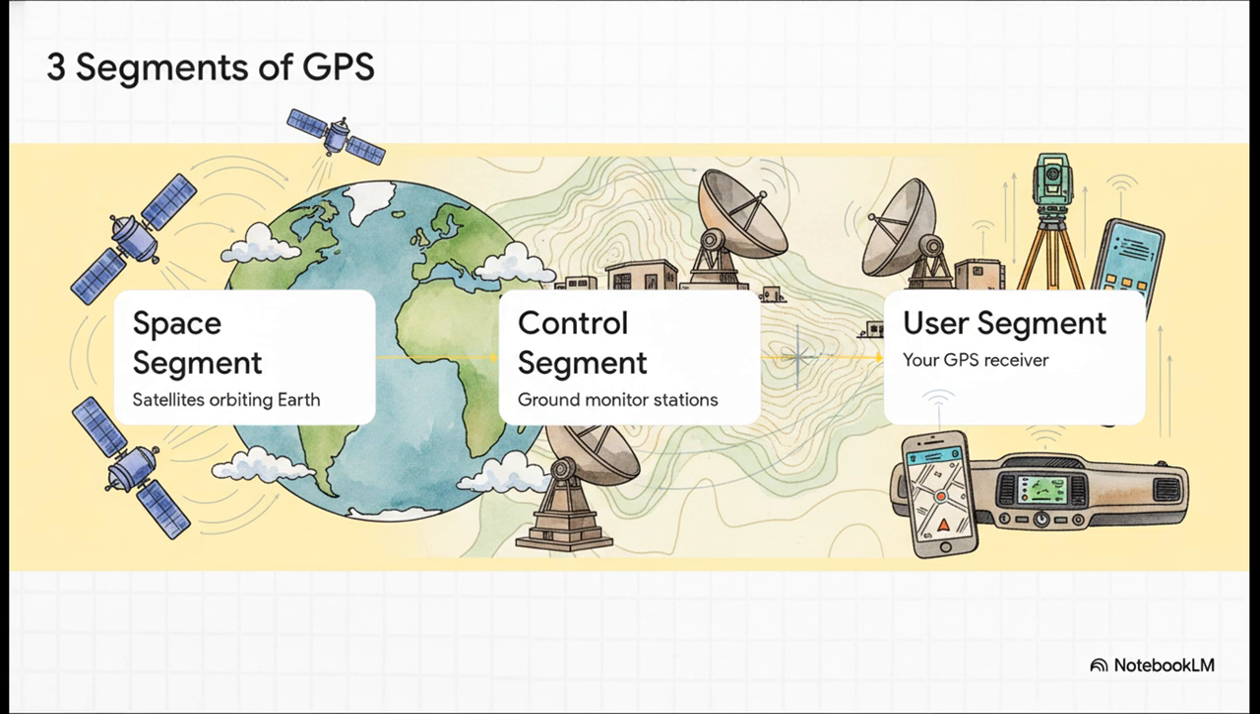First, the space segment, a constellation of satellites continuously orbiting our planet and broadcasting signals downward. Second, the control segment, a network of ground-based monitor stations tracking those exact satellites and correcting their orbital paths. And third, the user segment, the receiver sitting right there in your smartphone, your car's navigation, or a surveyor's equipment.